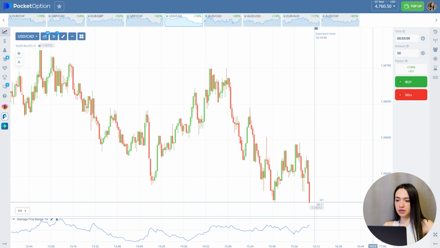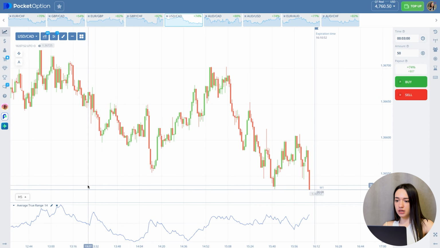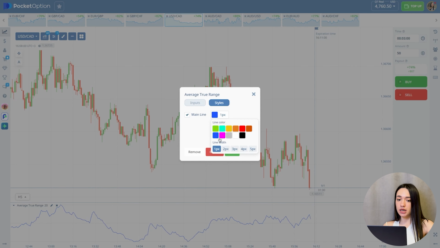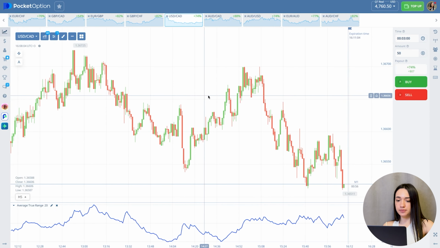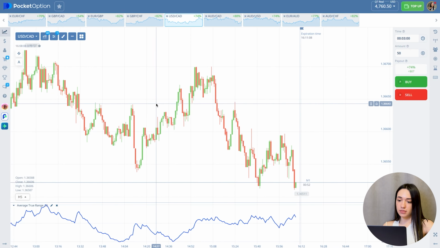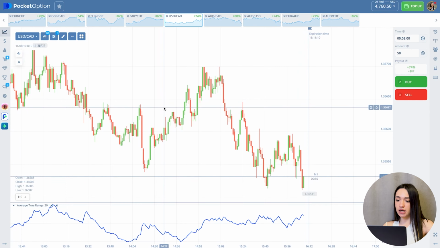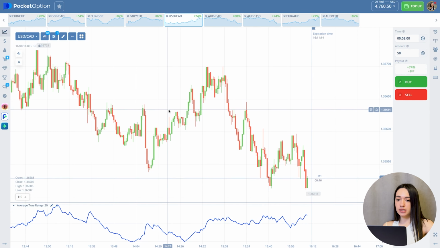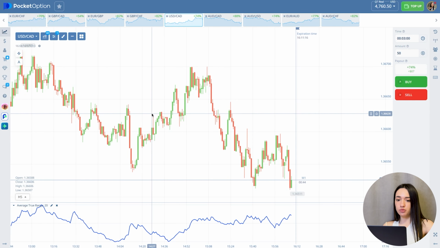So this is how it looks, a line below with a 0 mark, as you already know. Let's slightly change the settings. We set the period to 20 and increase the size of our line a little. We just press save. And overall, as you already know, guys, this moving line shows the volatility on our chart and on our asset, and it doesn't give specific entry points.